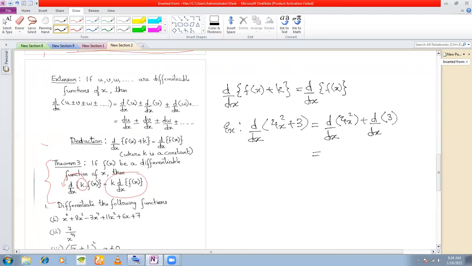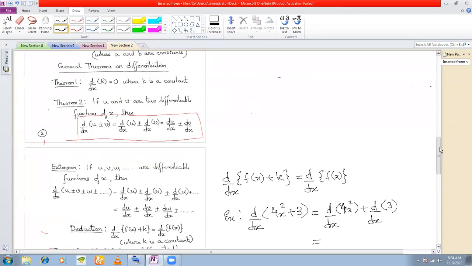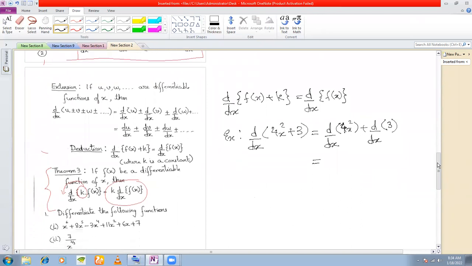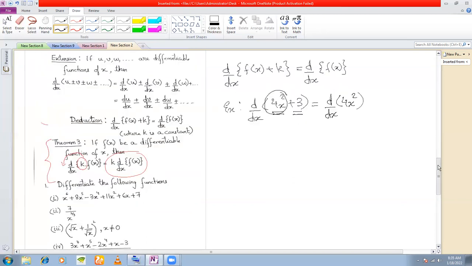Because 4 is a constant, as I told you, I have not come across that result yet. For the time being, just remember that I'll show you this a little later. d/dx of 4x square plus 3 is the same as d/dx of 4x square. Whenever you have a function of x plus some constant which you are differentiating, you can write this as simply the differentiation of the function itself. How this comes, I'll show you after 2 steps, after discussing this.